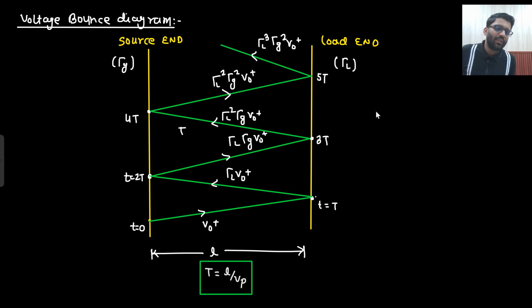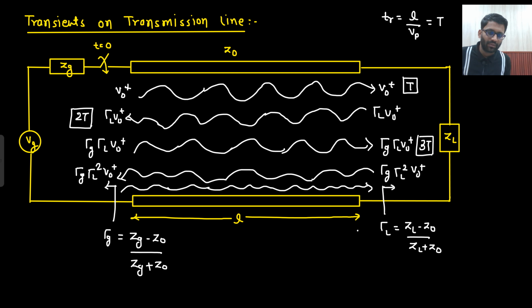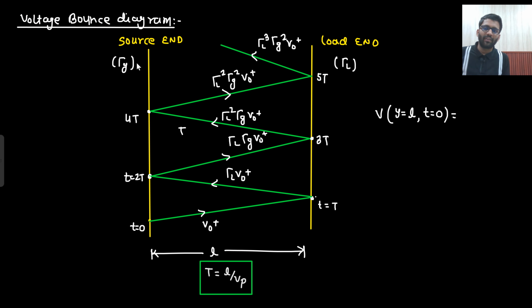Now if I ask you the voltage at y equals to 0 and time t equals to 0, not y equals to 0, sorry, it would be y equals to L. What I mean to say is that this end is y equals to 0 and this end is y equals to L. So voltage at y equals to L and at time t equals to 0, what will be the voltage? V naught plus. Because at that time only V naught plus is generated.